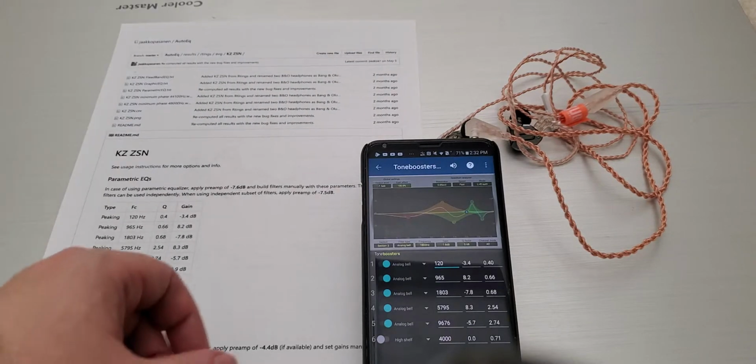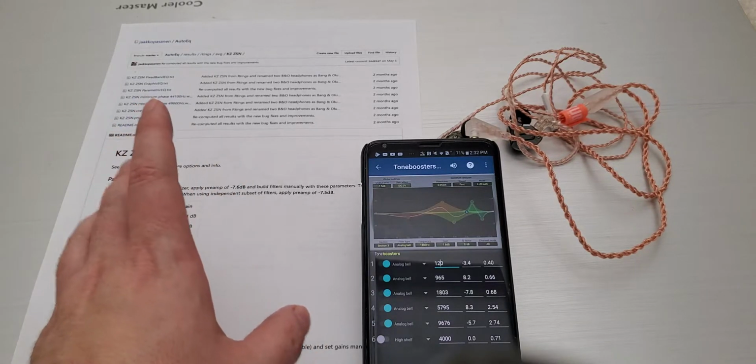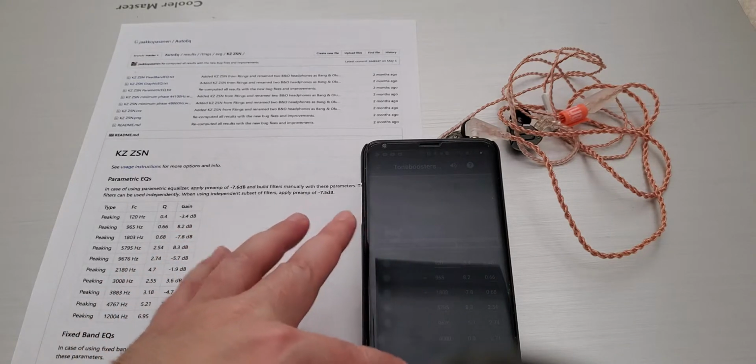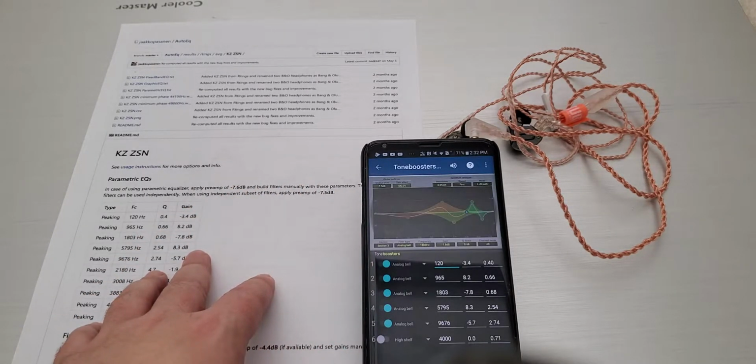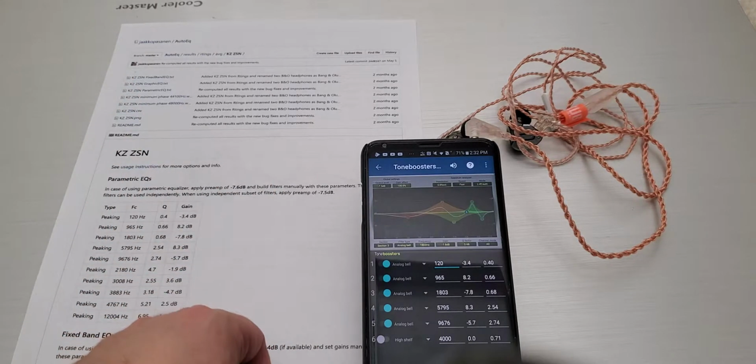So the real question is, does it help? Is it better or worse? It's kind of hard to say if it's better or worse if you're not used to this specific target. I think the ZSNs sound pretty good on their own.